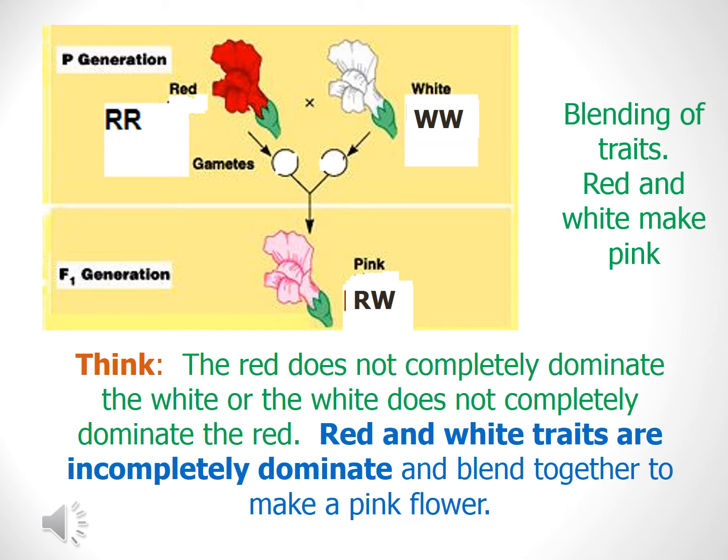In this slide you write only these two parts. Blending of traits: red and white make pink, and that's basically describing what's happening in the picture. You do not write where it says pink, red does not completely dominate the white, or the white does not completely dominate the red. You would not add that to your notes. You would only write that the red and white traits are incompletely dominant and blend together to make pink. So they're mixed in, and that's the explanation for incomplete dominance. The offspring are mixed.